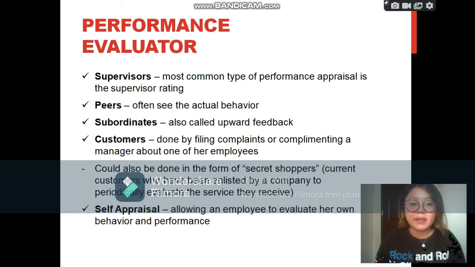So, okay, then we have self appraisal. So, this is self evaluation, wherein you allow the employee to evaluate her own behavior and performance.